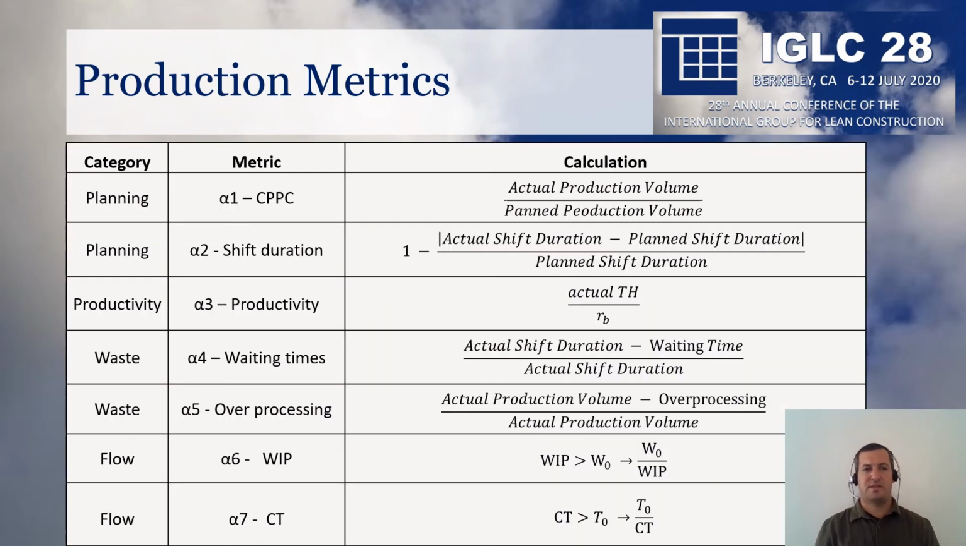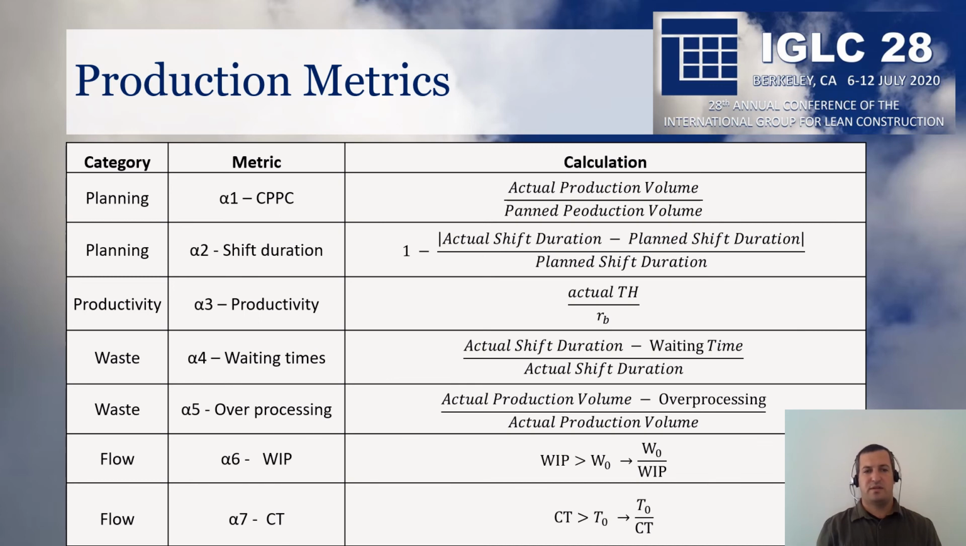Additionally, we assessed the production according to 7 production metrics. The first 2 evaluate the production reliability and compare between the actual production volume and the planned production volume, and evaluate the shift duration as it compares between the planned shift duration and the actual shift duration. The third addresses the productivity and compares between the actual throughput and the bottleneck rate. In this case, the spreading rate.